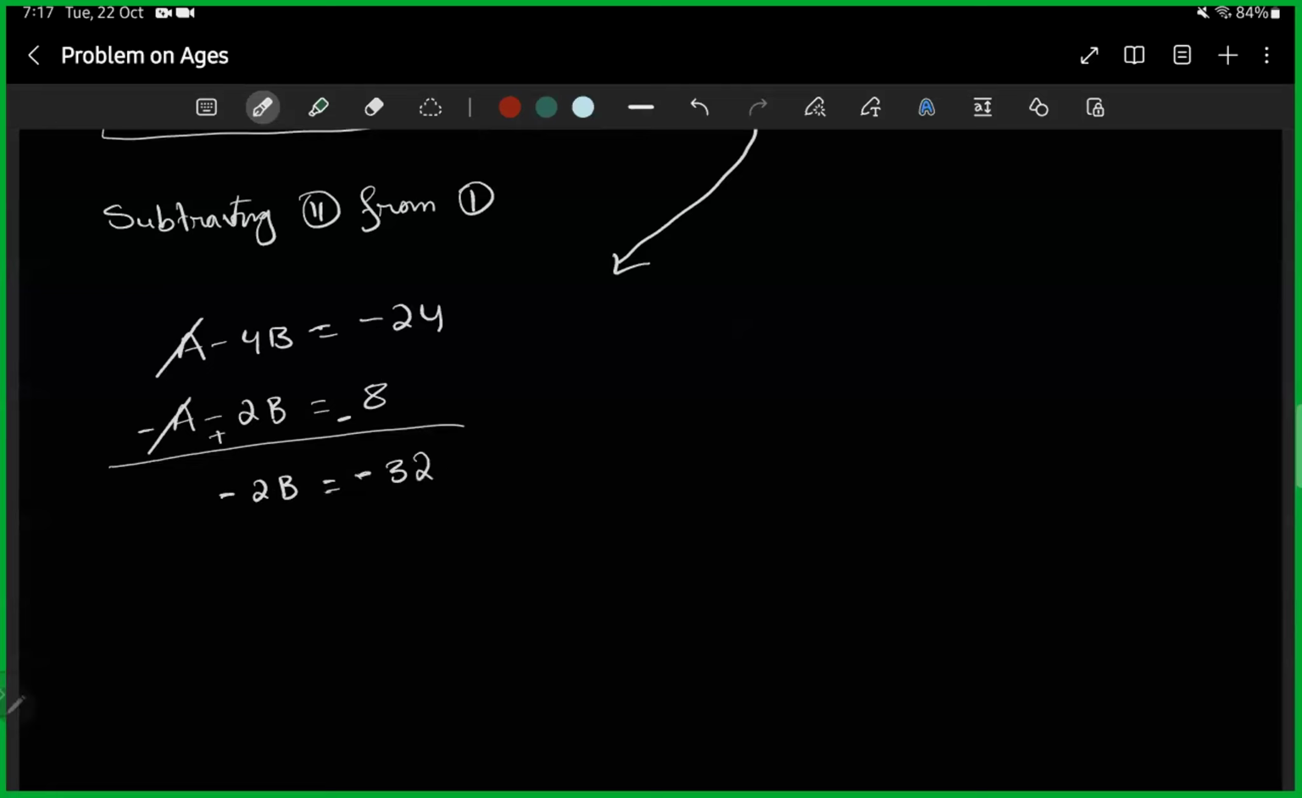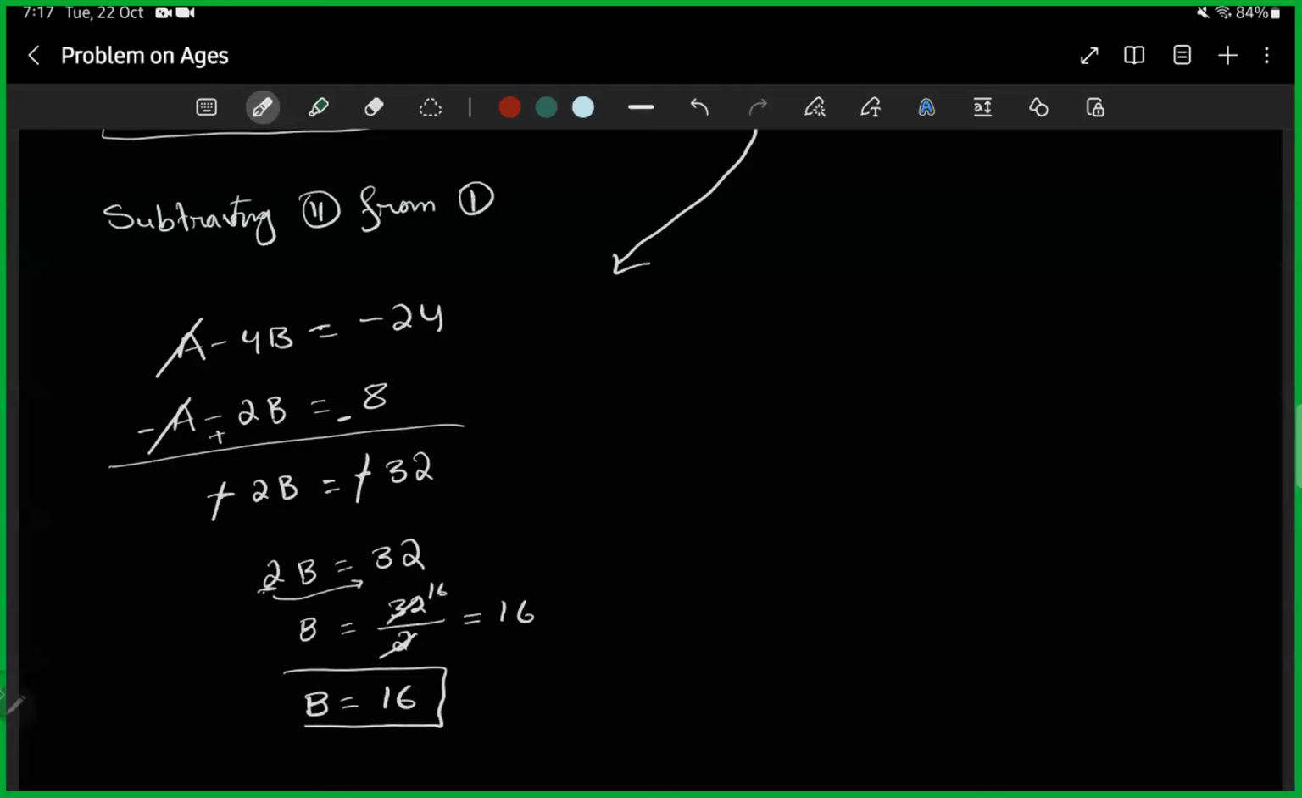So now we can cancel this negative sign since we have negative on both sides. So 2B equals 32, and then B equals 32. This is a multiplication, so you take this into the right hand side. This will become division and we will get 16. So B is equal to 16. For B we got 16.